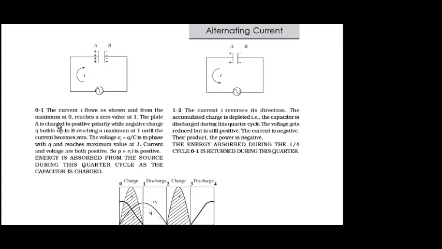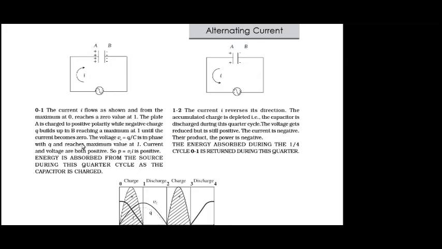These are the different scenarios. So we'll do one by one. The current I flows as shown and from the maximum at 0 reaches 0 value at 1. The plate A is charged to positive polarity while negative charge Q builds up in B, reaching a maximum at 1 unit.